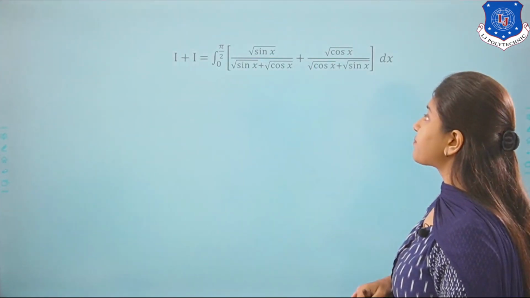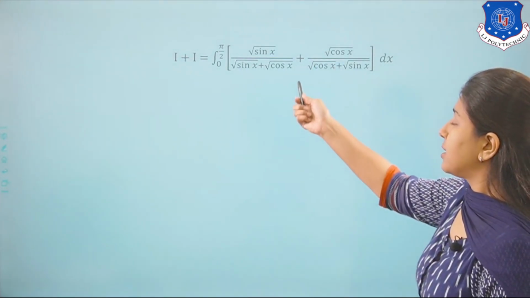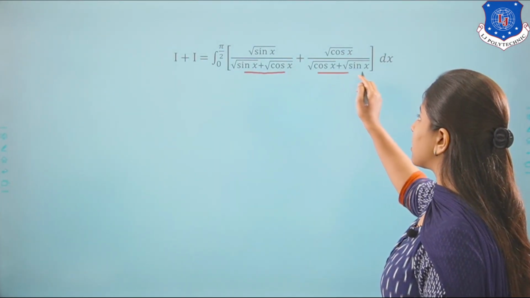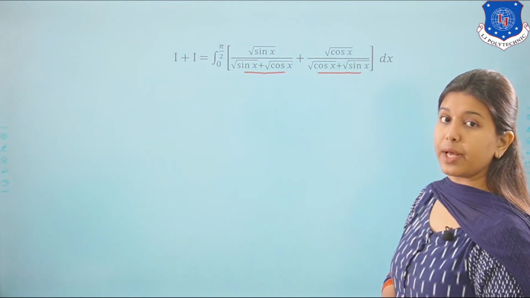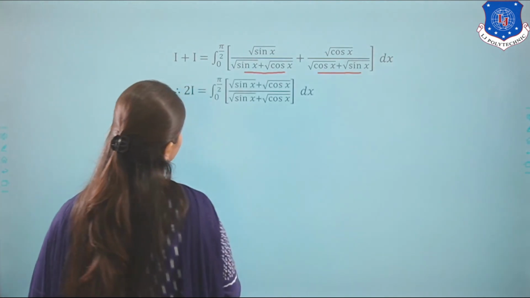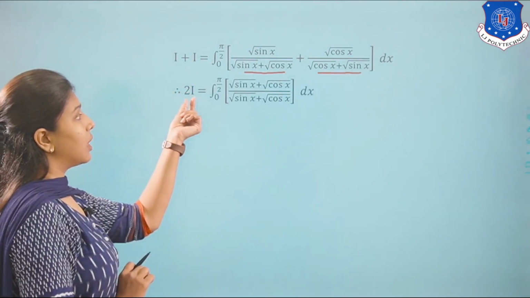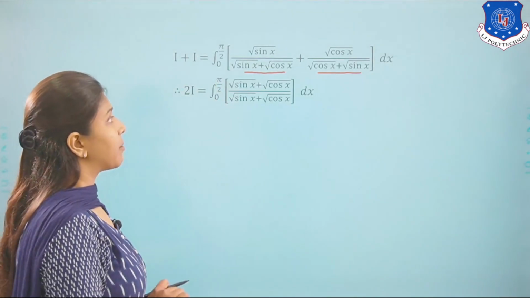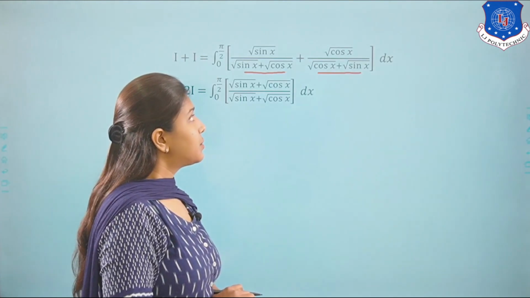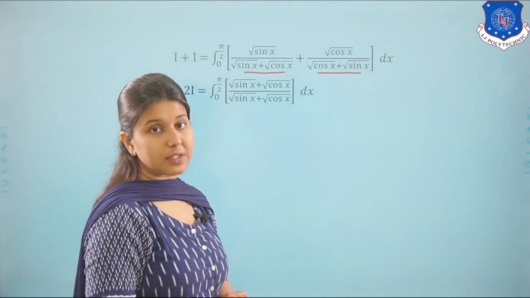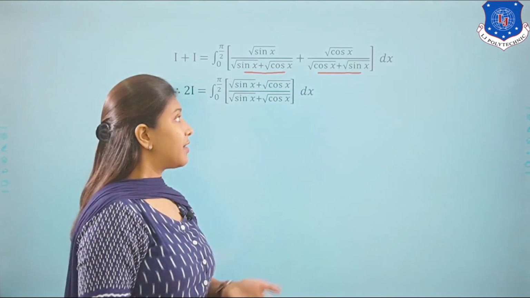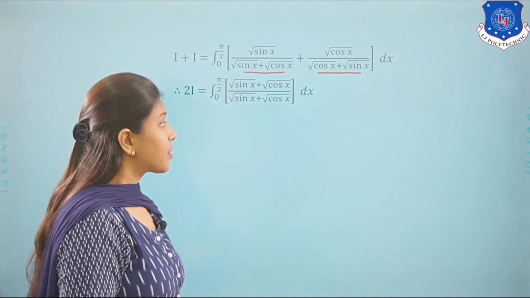In this term we have the same denominator, so applying LCM, we get I plus I, that is 2I, equal to integration from 0 to pi by 2. Adding both the numerators, we have under root of sine x plus under root of cos x, and in the denominator both the terms are the same, so we can write it as one.